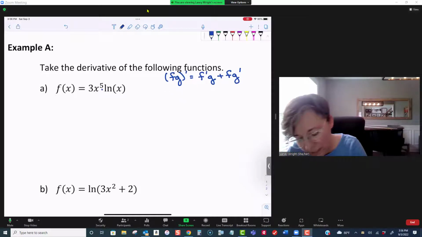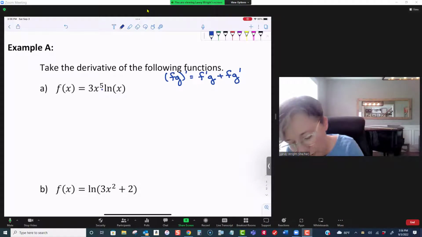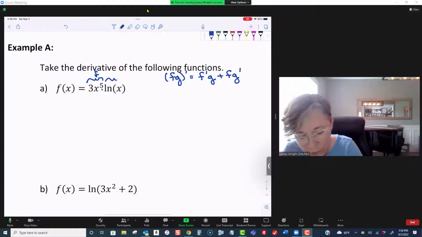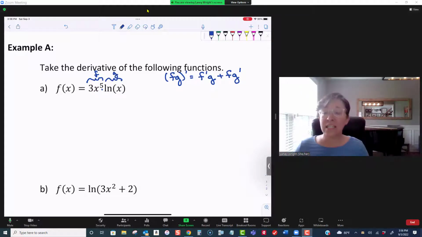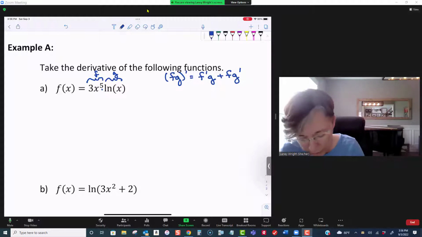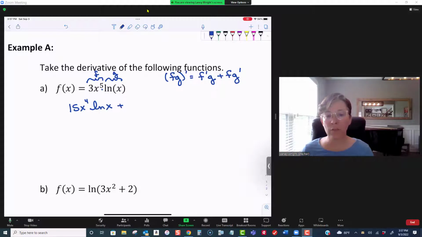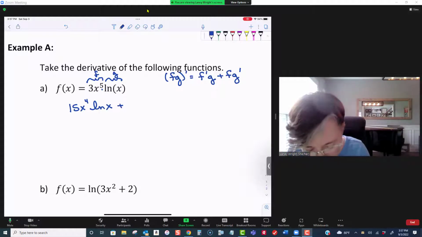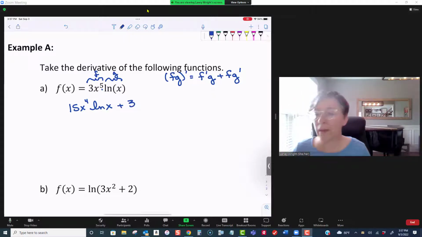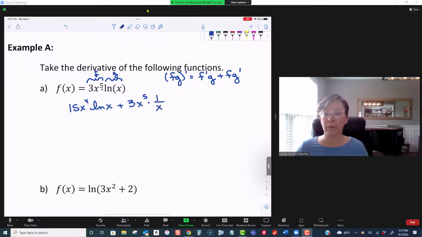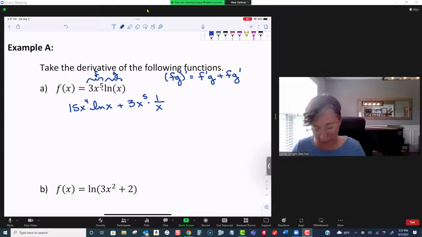So in this case, we'll consider the 3x to the 5th to be f and the natural log of x to be g. So let's take the derivative of the first part. That would be 15x to the 4th times the natural log of x. Notice we're keeping the second part as itself. Then we keep the first part as itself, so plus 3x to the 5th times the derivative of the natural log of x. Now we have to clean it up.